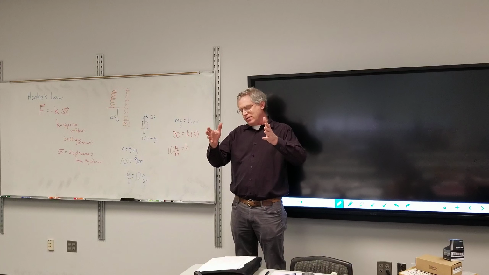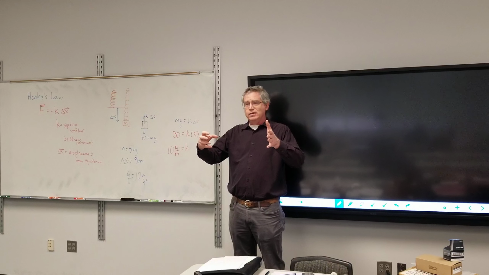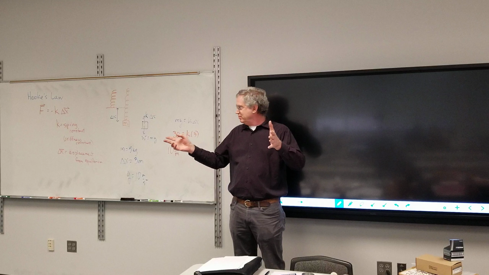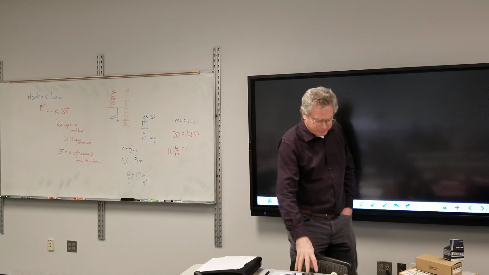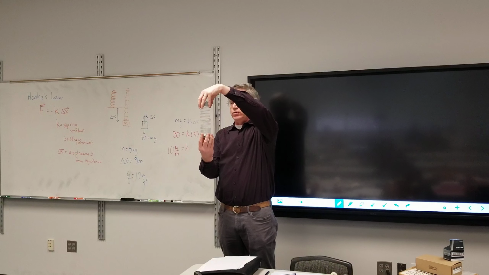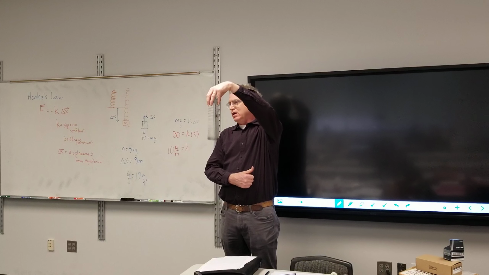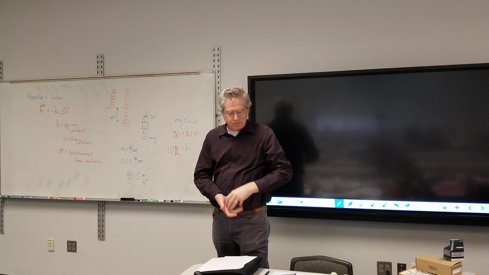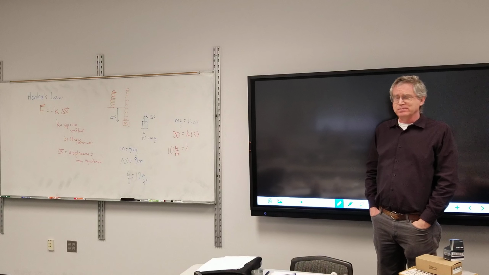So if I put it on a horizontal frictionless surface, then I can stretch it out, let go, and it would actually end up oscillating back and forth. Now this is not ideal, so it's not going to do it forever, but similar to if I take this and pull it down, it will oscillate up and down in a particular pattern. Questions before we talk about what that pattern is?